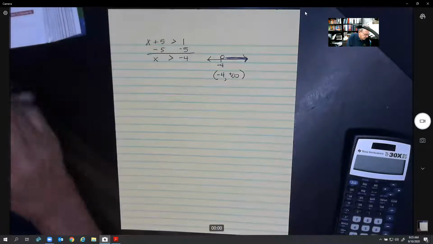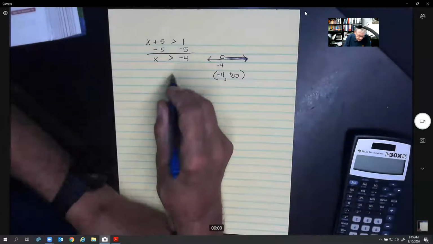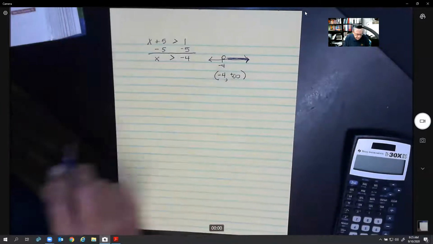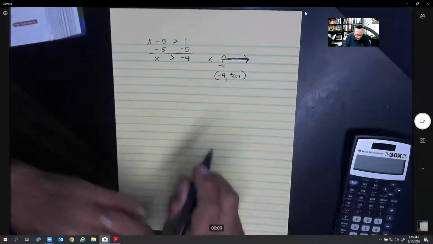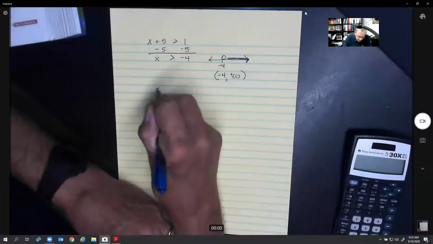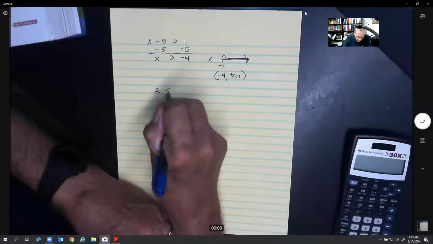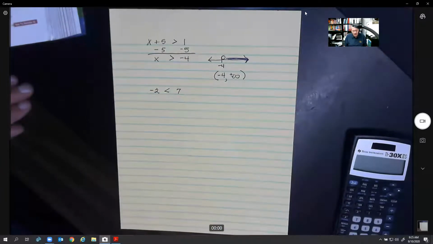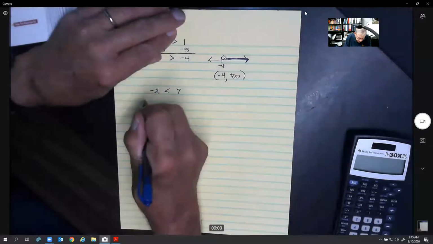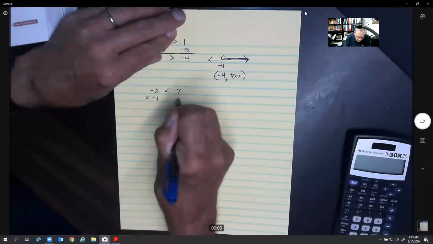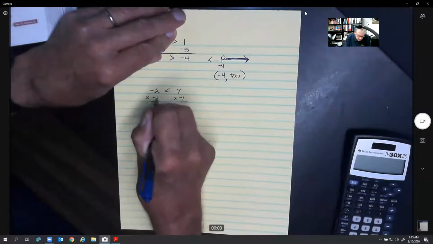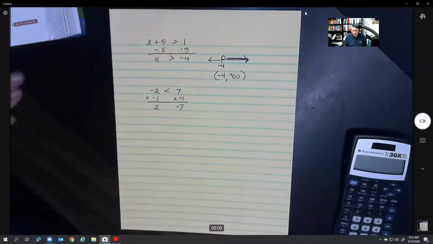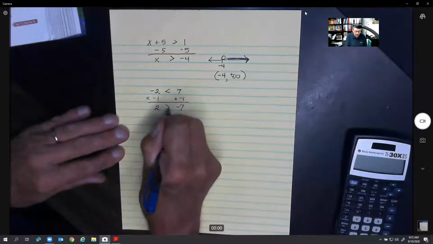All right, let's try another one here. Okay, so if we added a negative number to both sides here, it didn't affect anything. Okay, well, what if I have a problem like this? Let's say I had negative 2 is less than 7, right? Is that a true statement? Yes. Well, what if I was to multiply both sides by negative 1? Well, then this would become a positive 2, and this would become a negative 7. It would reverse. 2 now compared to negative 7, 2 is greater.